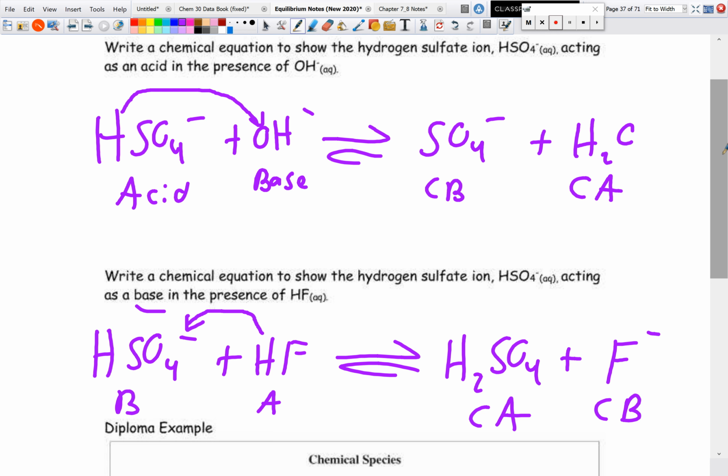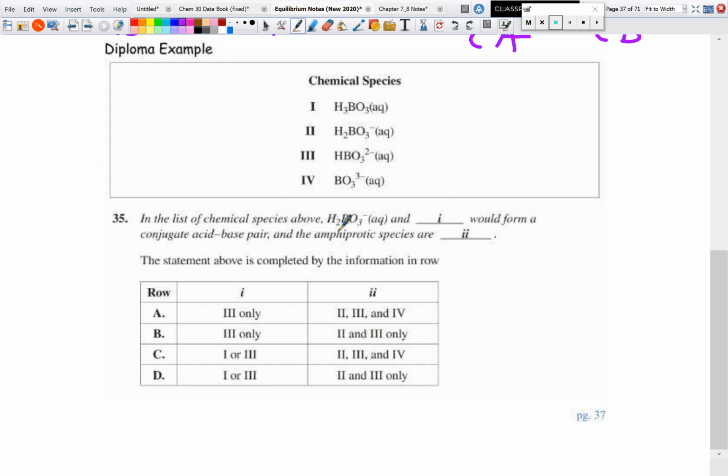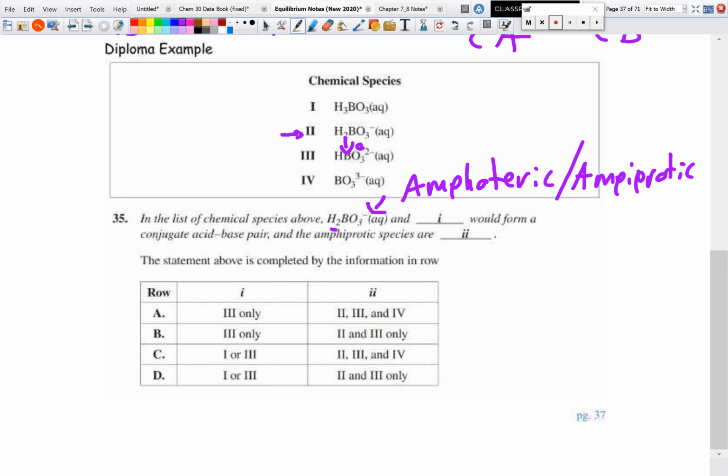Now for our next one, we got H2BO3 minus. So the conjugate acid and base pair, looking at this right here, it has 2 hydrogens and a negative charge. This H2BO3 minus is amphoteric or amphiprotic, meaning that it can act as both an acid and a base. So looking at our examples right here, we have this guy H2BO3 minus. Now if it acts as an acid and loses a hydrogen, it's going to form this, right? But if it acts as a base, it's going to form this one. So right away, C and D are our only options, so we scratch out A and B.